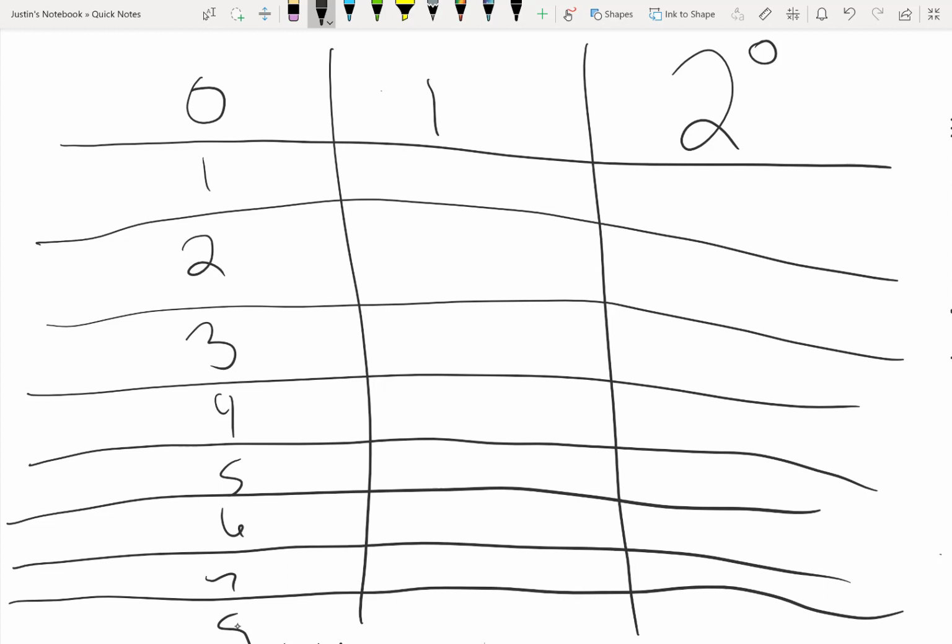Alright, so number of folds, the first one was 0, and then for the number of paper layers we have 1, and then for the exponents we had 2 to the 0th power. So the next one, you'll just go in order. 1 would be 2 folds, and that would be 2 to the 1st power. Alright, 2 folds would make the paper result in the number of layers.